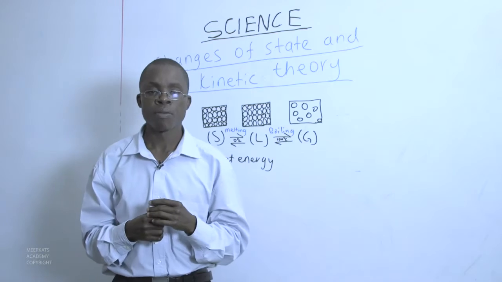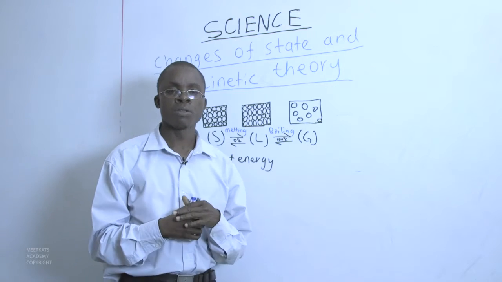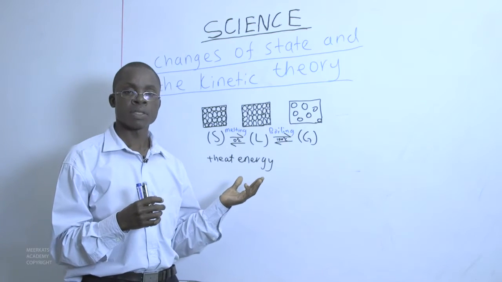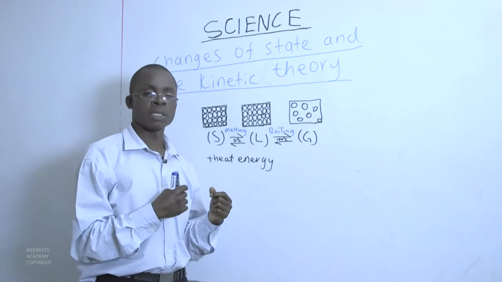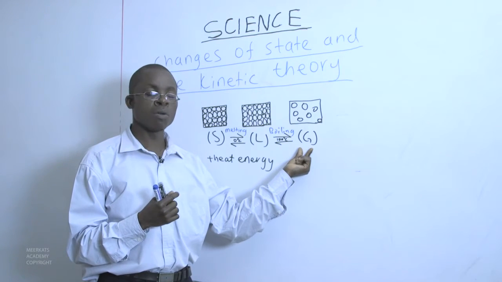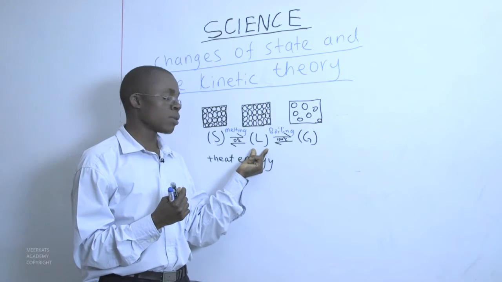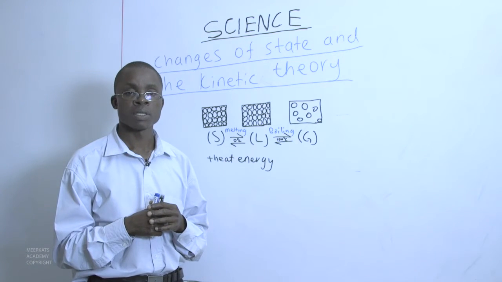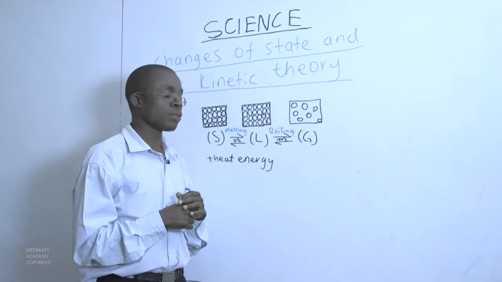As a question, I would like you to explain, just like as I've done, in a reverse way, what happens for one to change from a gas state to a liquid state, and thereafter a liquid state to a gas state. What happens? This is the reverse of what we have just been talking about.